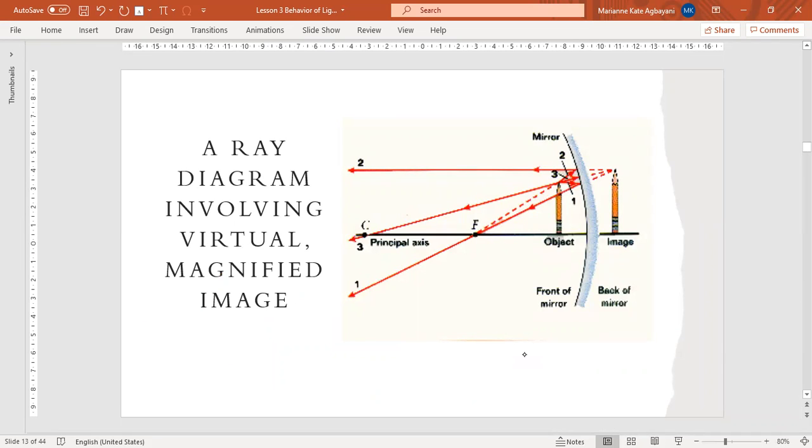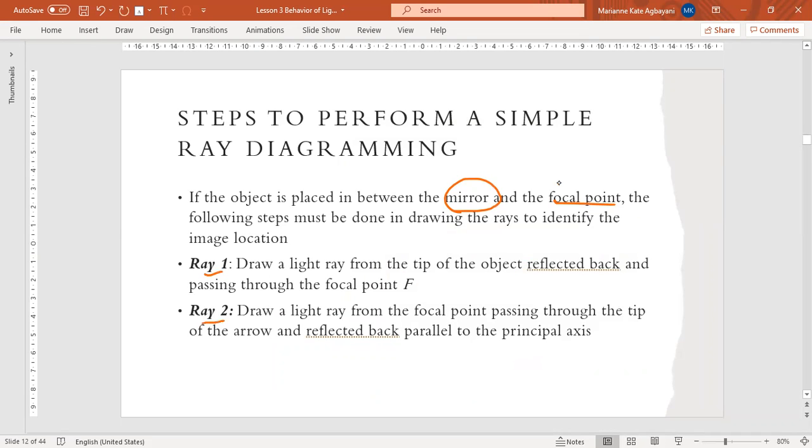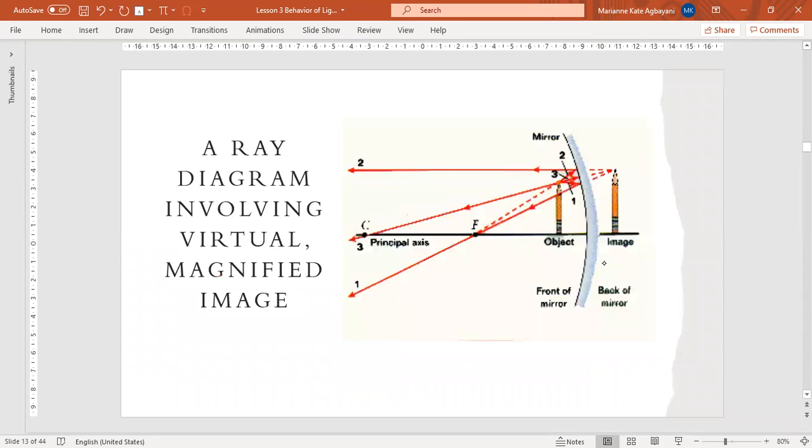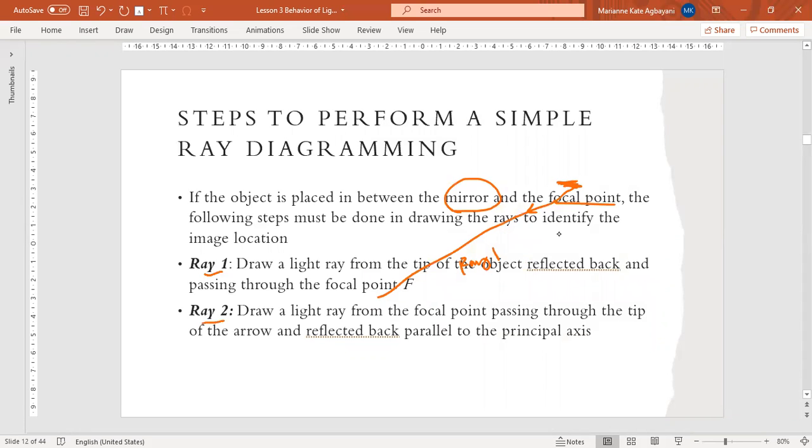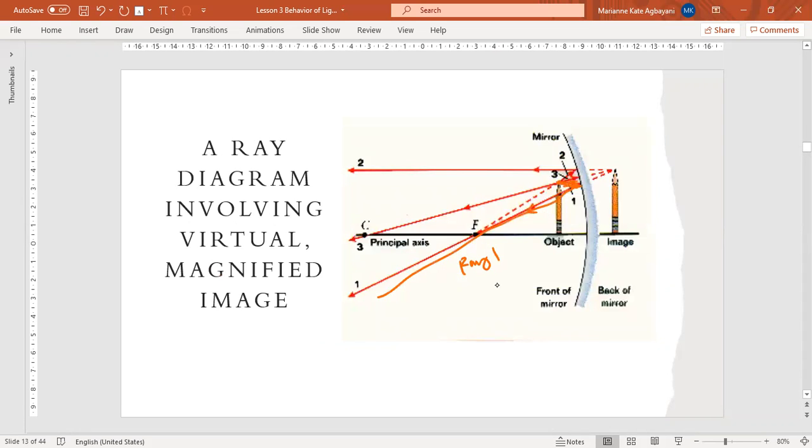This is our object. From the tip of the object, we have ray 1, reflected back and passing through the focal point. So this will be going to the mirror and passing through the focal point. So that is our ray 1.